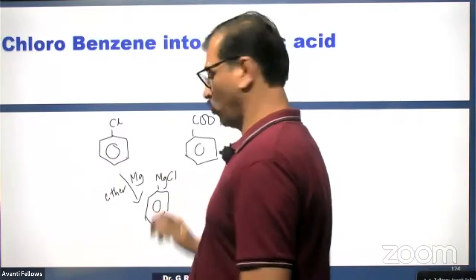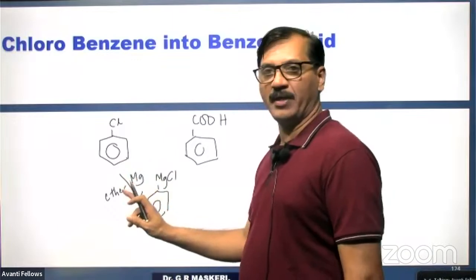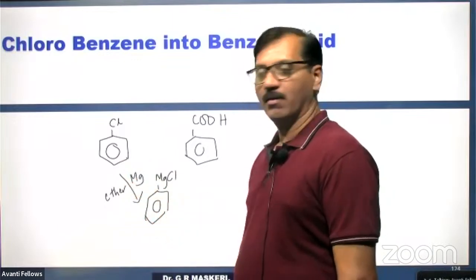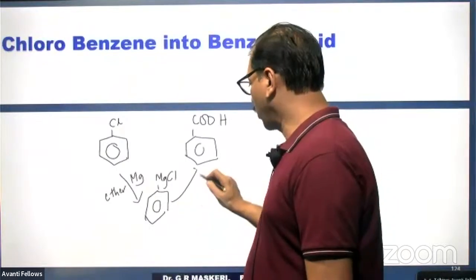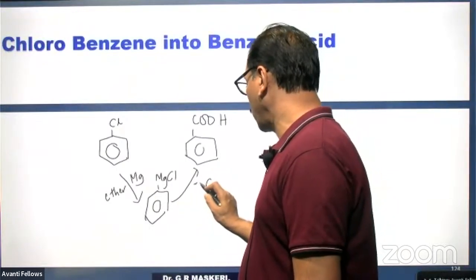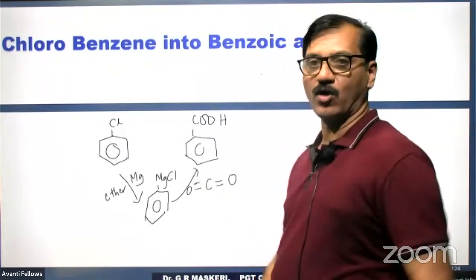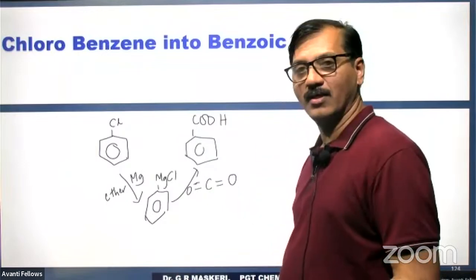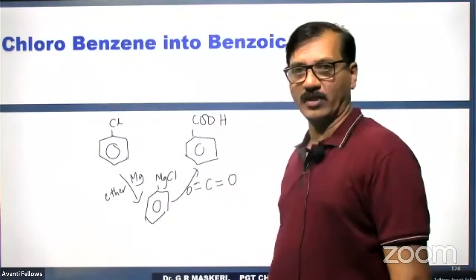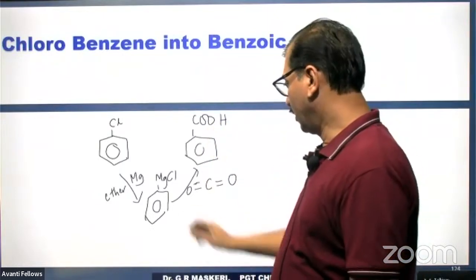Phenyl magnesium chloride, right? Chlorobenzene with magnesium in ether gives phenyl magnesium chloride. Phenyl magnesium chloride reacts with carbon dioxide. I write it like this, carbon dioxide, and upon hydrolysis, it will give benzoic acid. That COO comes like this.